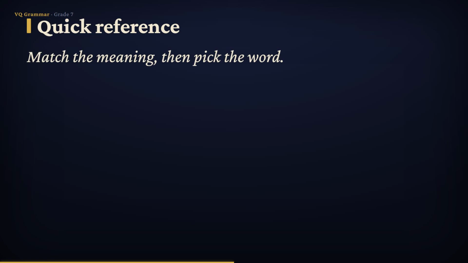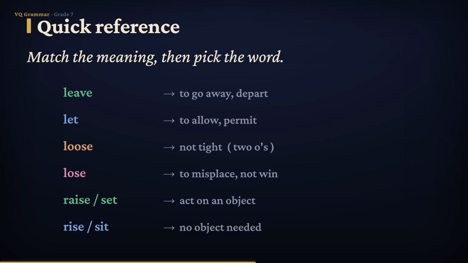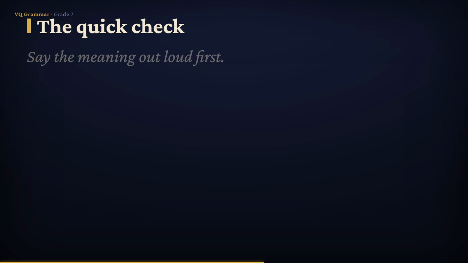Before we practice, let's line them all up. Leave means to go away or depart. Let means to allow or permit. Loose with 2 O's means not tight. Lose means to misplace something or to not win. Raise and set both act on an object. You lift it or place it. And rise and sit need no object. The subject does it alone. Every time you decide the meaning first and the right word follows.